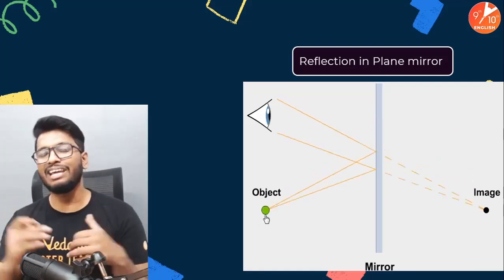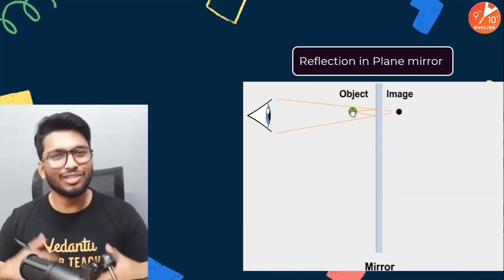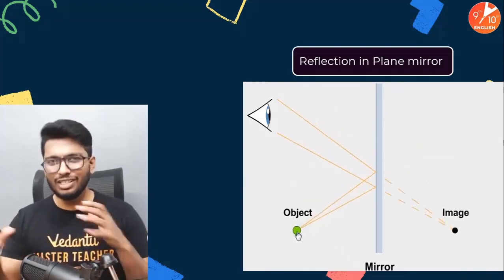Now, guys, the thing about plane mirrors is that you've already studied this in your lower grades. I don't have to say much about it because you've already studied this for a very, very long time. But just a quick revision, guys.